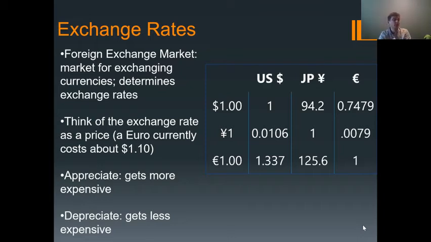If the dollar was to depreciate against the euro, it gets less expensive. So the dollar would buy you fewer euros. So if the exchange rate ran from $1.10 for €1, and it suddenly went to $1.50 for a euro, that's the dollar depreciating because it takes more dollars to buy a euro. And obviously, as one currency appreciates relative to the other, the other will depreciate. So it's always two sides of the same coin here.